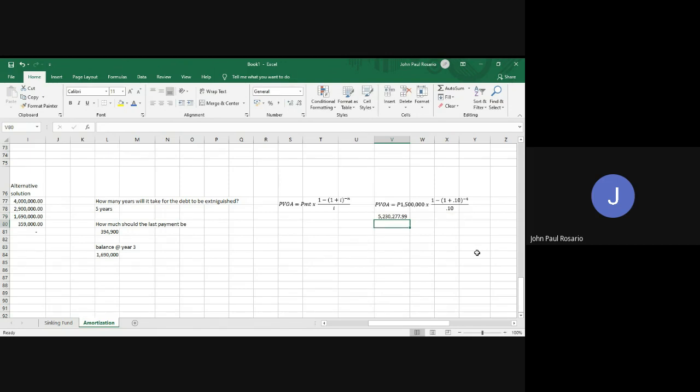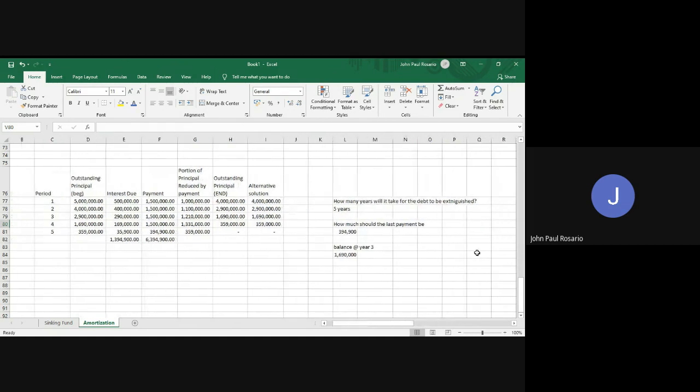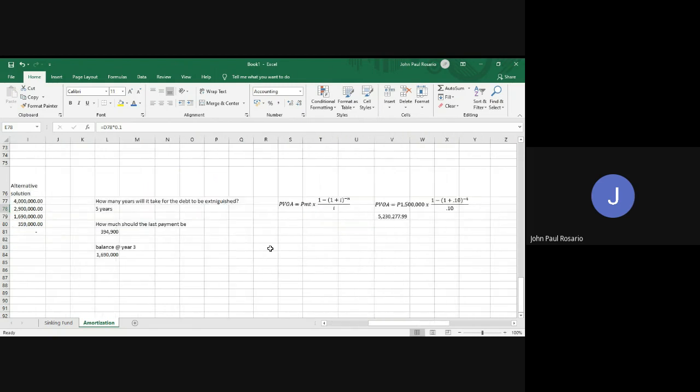Okay. Present value of payments. Let me see if my table is correct first, guys. Interest due 500. Then payment. What's that? Okay. It's correct. Yes, it's correct. So, 500. Correct, right?